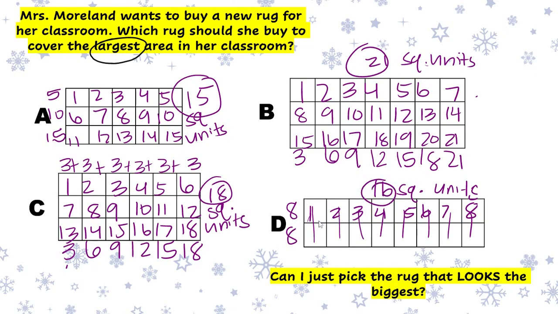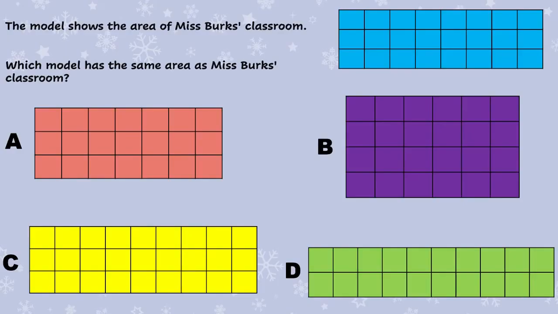So what's the largest one? Basically, you're looking for the biggest number. Remember, the biggest number that I see is 21. So that means that Miss Moreland would want to buy rug B, because it has the largest area, because it has the most square units. Okay, so we can't always pick the ones that look the biggest, because I know B and C, they both looked kind of big, but once we counted them, we could see which one had the larger area.